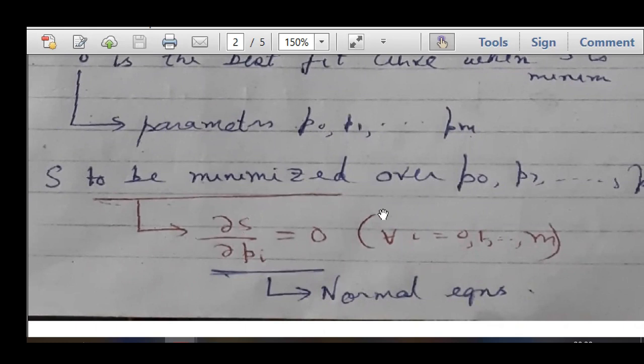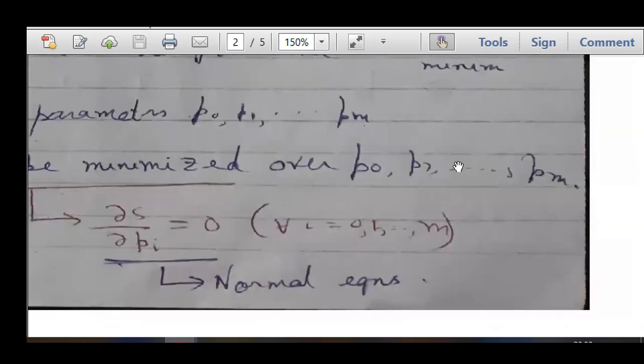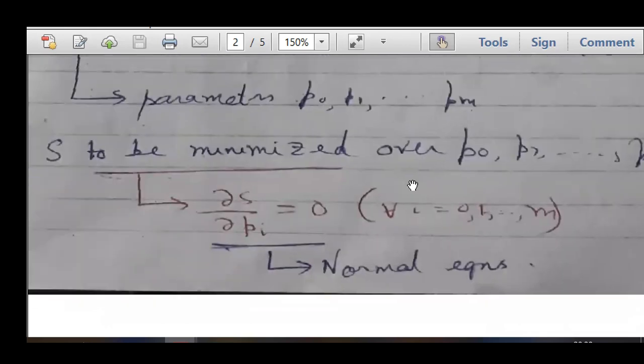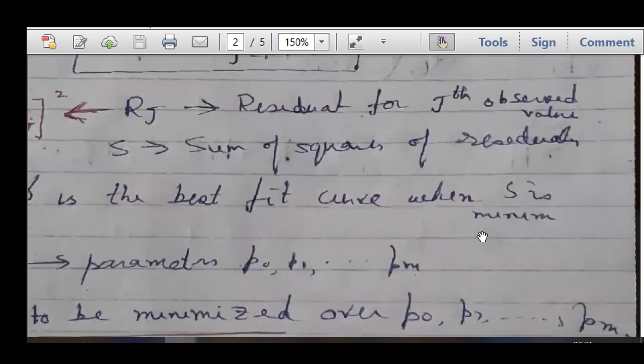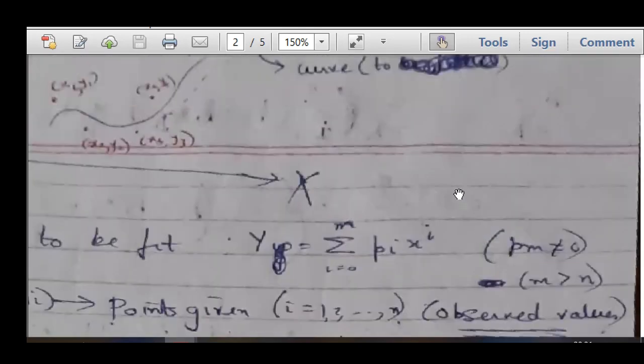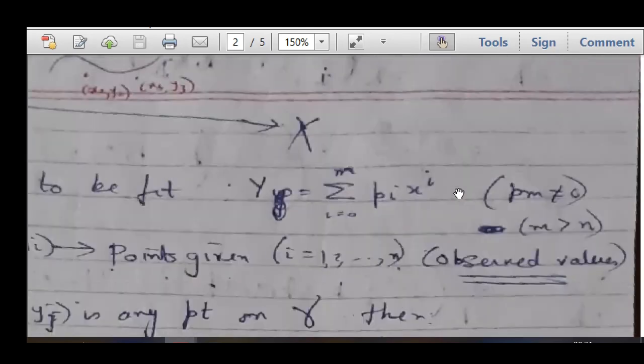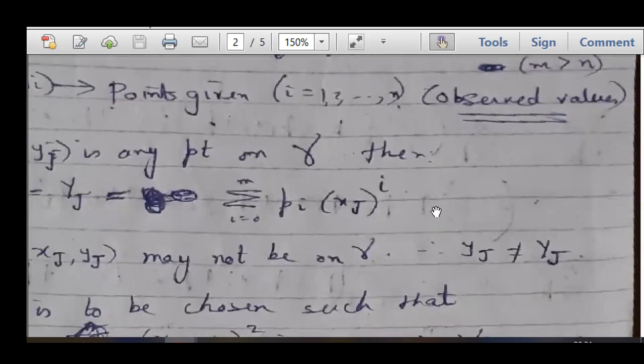Here the number of variables is m plus 1, so you will get m plus 1 normal equations, and the number of unknowns is m plus 1. So from m plus 1 equations, you can find the m plus 1 unknowns as unique values, because the number of equations is equal to the number of unknowns. Once you get those values, you know the curve gamma, and that is the requirement to find the best fit curve. This is the procedure we are going to follow.